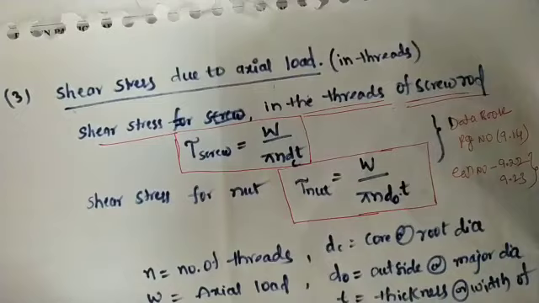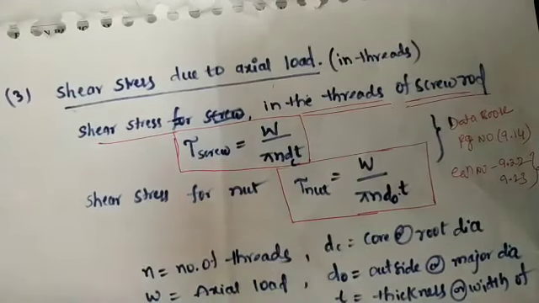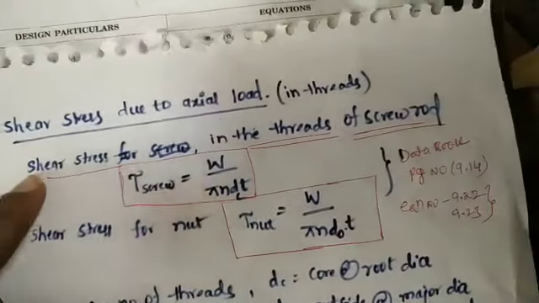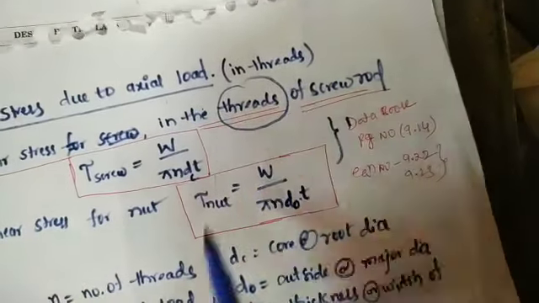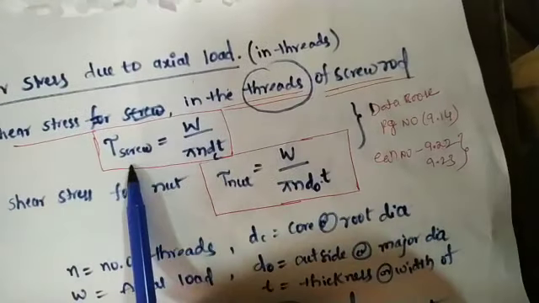So these two stresses: first, compressive or direct stress, then shear stress, that means torsional shear stress developed in the screw rod. This third one is the shear stress in the threads of the screw rod, that means the stresses in threads. So how can you find the stresses in screw threads?